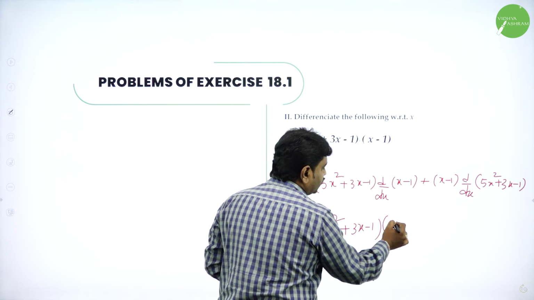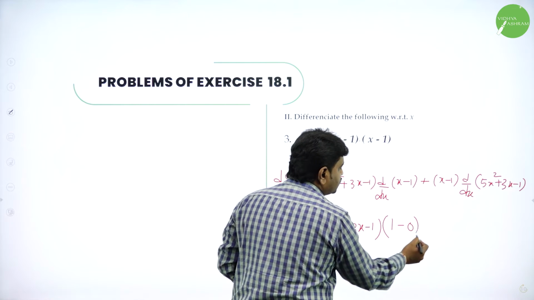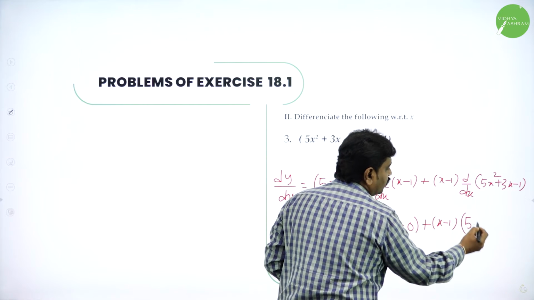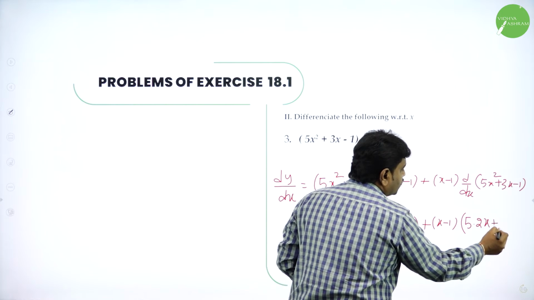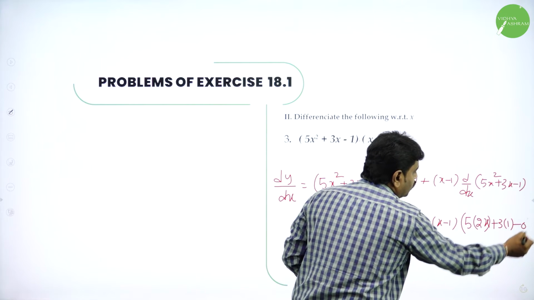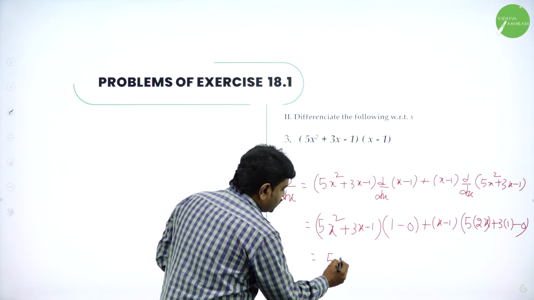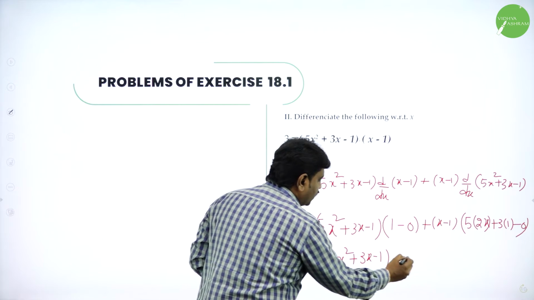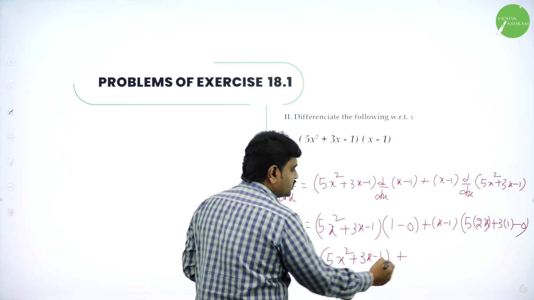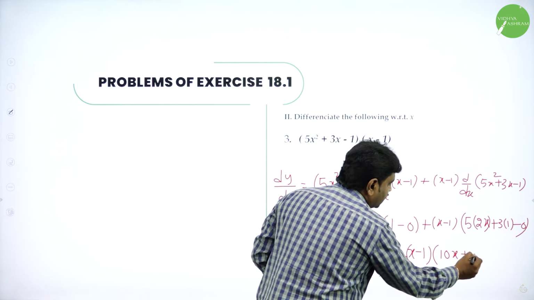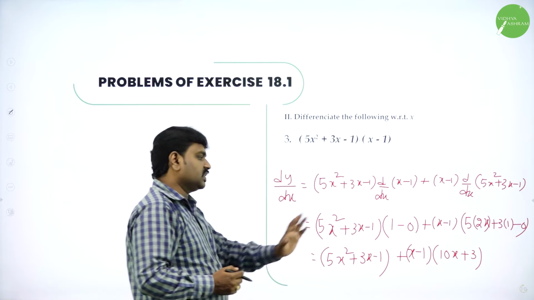What is the derivative of the second function? Differentiation of x is 1, of 1 is 0. (x minus 1) into, what is the derivative of 5x square? 5 is constant, take it out. Derivative of x square is 2x. Plus 3 is constant, take it out. Derivative of x is 1, and derivative of 1 is 0. Further we'll have (5x square plus 3x minus 1) into 1, 1 minus 0 is 1, 1 into anything is the same. (x minus 1) into (10x plus 3). You can leave it or further simplify.